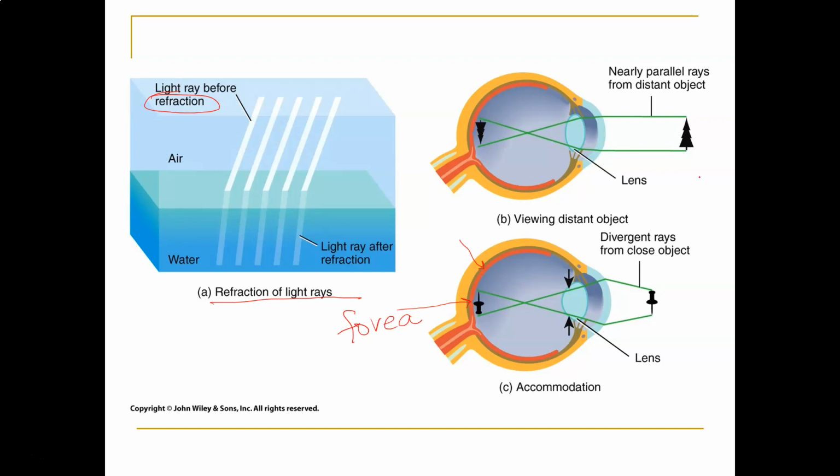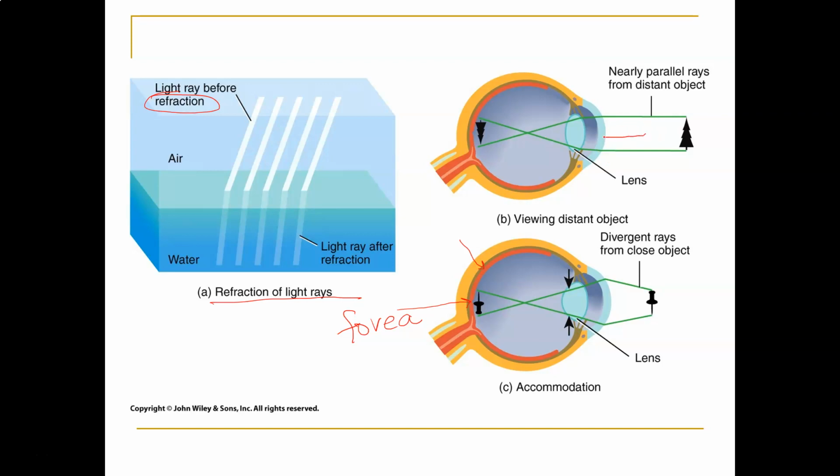So when you're looking at objects, you need to focus the light from those objects onto your fovea. The light rays need to focus on the fovea of the eye. And yet when the light rays pass through the different layers of the eye, each one is going to bend it. So let's follow a light ray here.